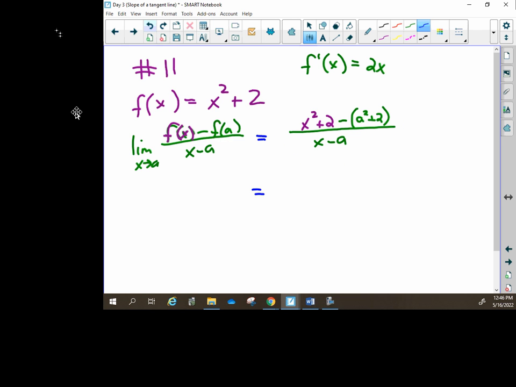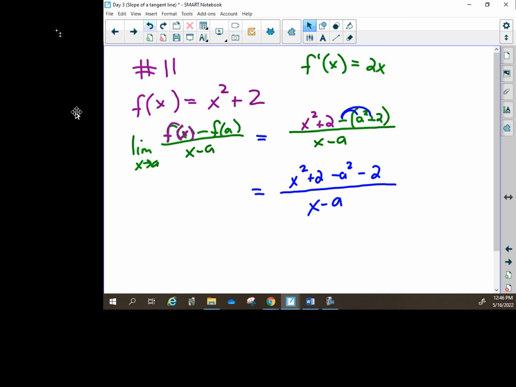Alright, let's put my like terms together. First I have to distribute the minus. I have x squared plus 2 minus a squared minus 2, all over x minus a. If you distributed the minus, what happens to the 2's? They cancel. So I have x squared minus a squared all over x minus a.